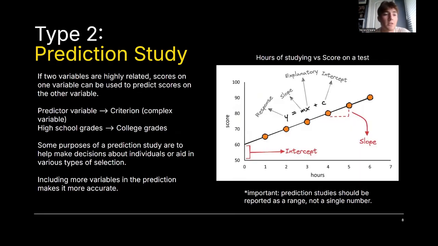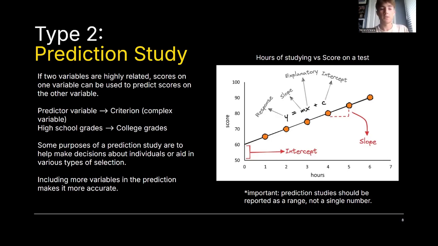Type 2 is a prediction study. If two variables are highly related, scores on one variable can be used to predict scores on the other variable. We have the predictor variable, that's usually our x, and we have our criterion, which is our complex variable. For this example, high school grades are correlated with college grades, and so we can use our high school grades to make a prediction onto college grades.